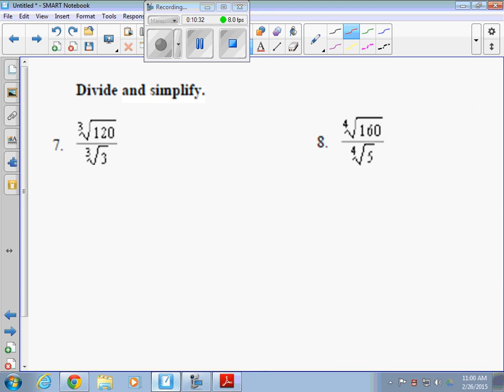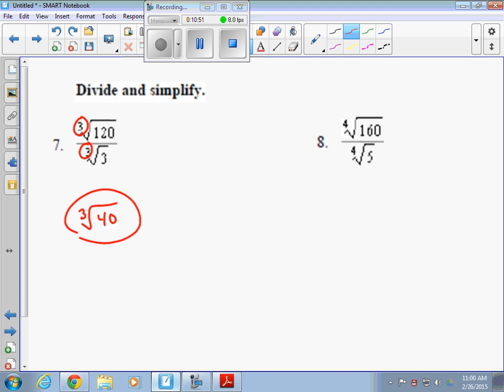Okay, dividing and simplifying these. All you have to know about these is since they have the same index, you can divide 120 by 3, just as if it was the square root of each of these. So what that's going to give you is the cube root of 40. And that's as far as we're going to need to go with that. We don't have to simplify further than that.